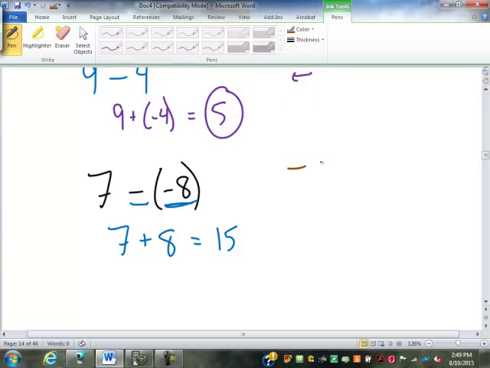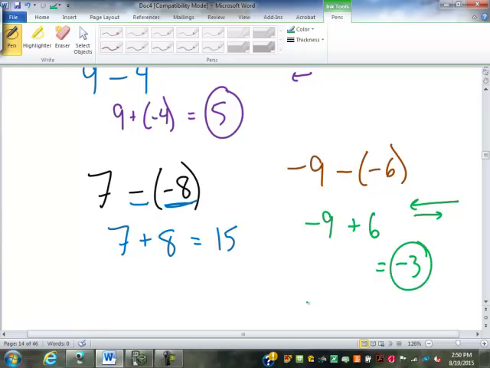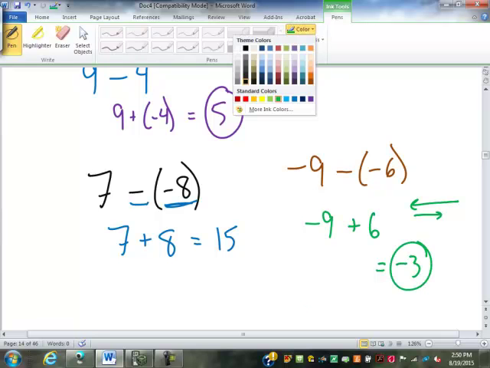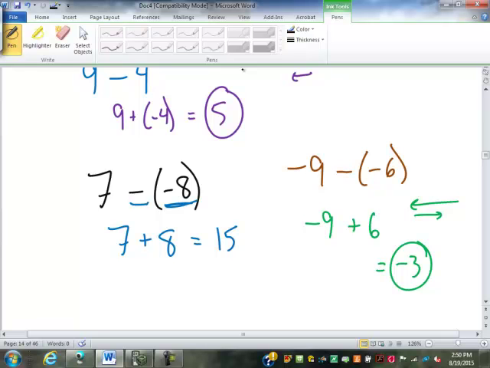Let's try this one. What's this one going to become? Negative 9 plus a positive 6, otherwise known as negative 9, positive 6, is going to be negative 3. What do you guys think?